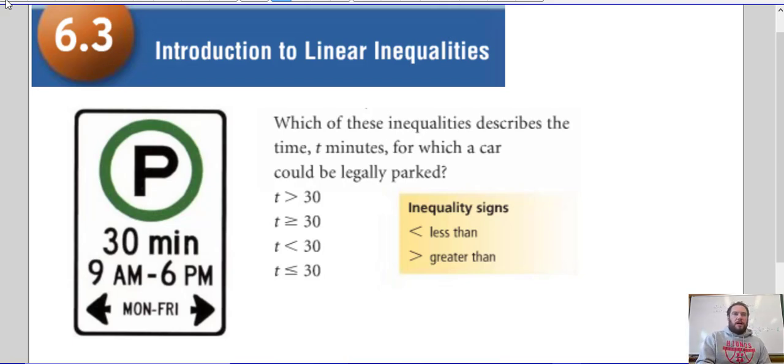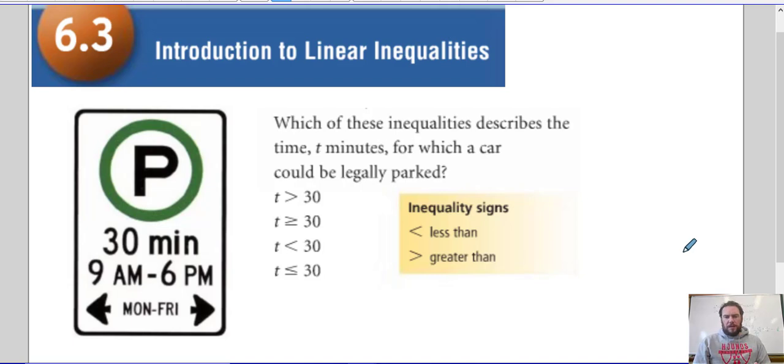So for example, if I had something like this, 30-minute parking, what does that mean? Well, it means that we're allowed to be parking up to 30 minutes, but we can't go over, right? So if you're parked for 15 minutes or 20 minutes or 29 minutes, that's fine as long as it's less than 30.